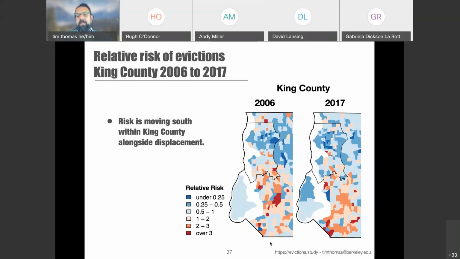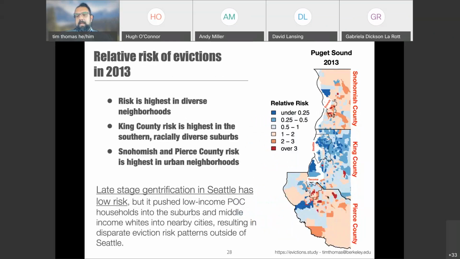Tacoma is down south here, which I'll show in this next map. This is where Tacoma is in Pierce County, King, and Snohomish. A lot of the eviction risk, as it moved down south into the Pierce County area, we're seeing the risk that's highest in these diverse neighborhoods.